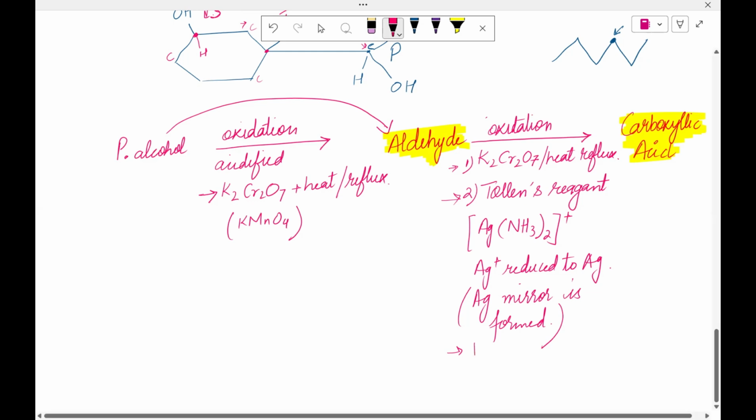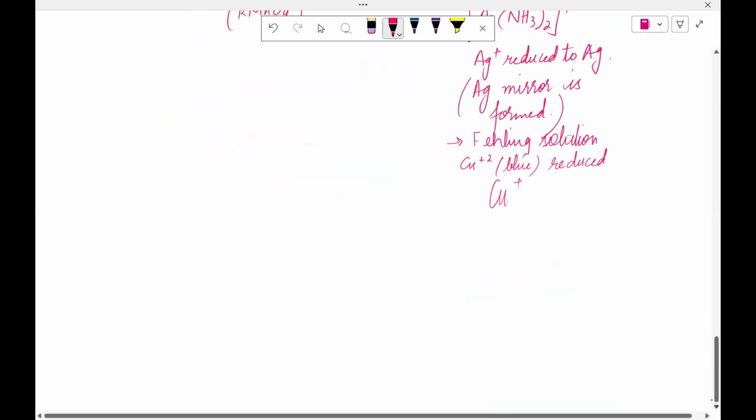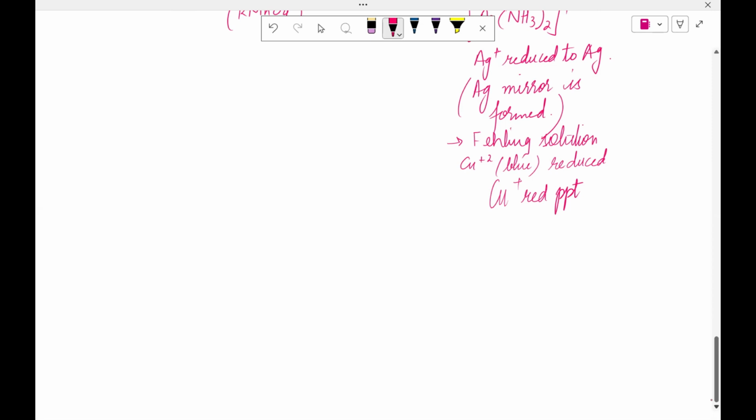Then we can also use Fehling solution as well. In that solution, copper plus 2, which is basically blue in color, gets reduced to copper plus, and they are going to form a red precipitate. So basically these three reagents can be used for this reaction. Now let's move further and discuss some more things.